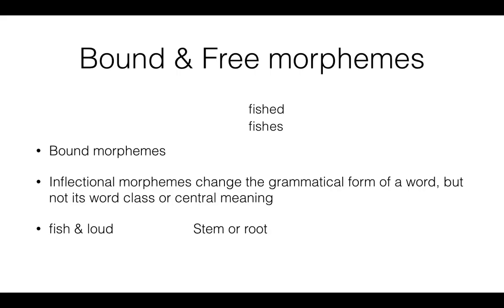Another example, using loud. Loud is the stem or the root. And then we are going to add to it other types of inflectional morphemes, like adjective comparatives and superlatives. So we have loud there. It's the same word, same adjective, same meaning, but it simply adds a little more meaning to it. And then loudest as another example. So this is what we mean by inflectional morphemes.